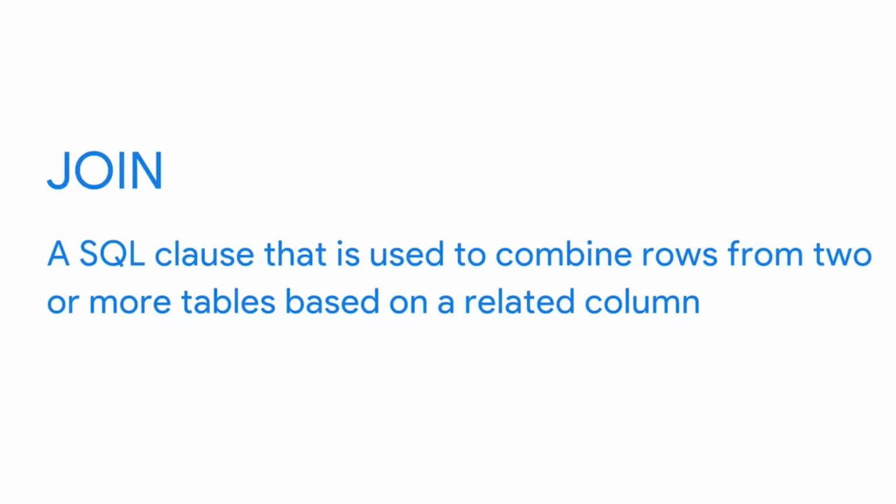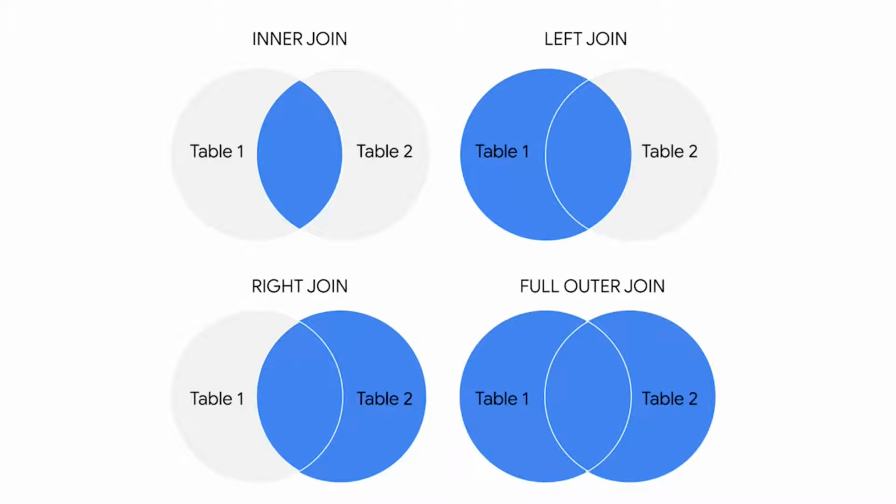Let's get started. Join is a SQL clause that's used to combine rows from two or more tables based on a related column. Basically, you can think of join as a SQL version of VLOOKUP, which we just covered. There's 4 common joins data analysts use: inner, left, right, and outer. Here's a handy visualization of what each join actually does. We'll use these to help us understand these functions.